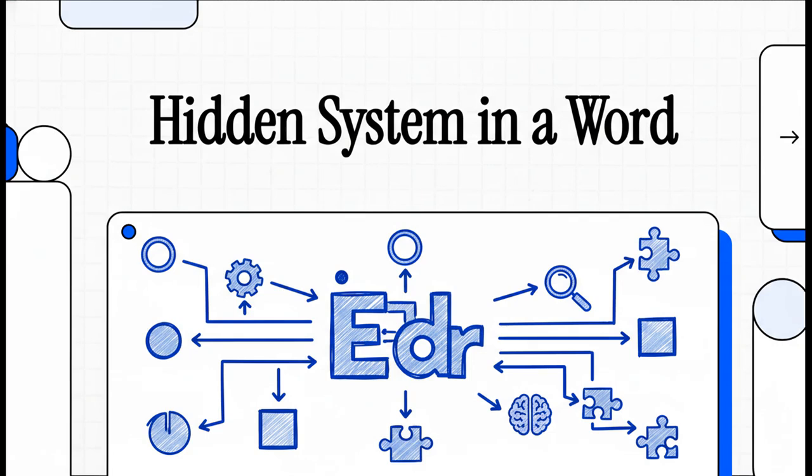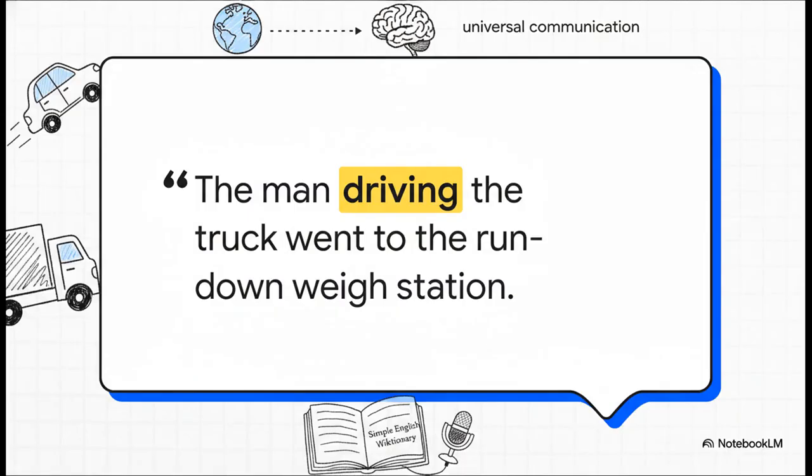You know, sometimes the most amazing things are hidden in the most ordinary places. And today, we're going to do just that. We're going to take one single everyday word and completely unpack it. Why? Because I think it's going to reveal a massive hidden system that's been hiding in plain sight this whole time. Let's dive in.